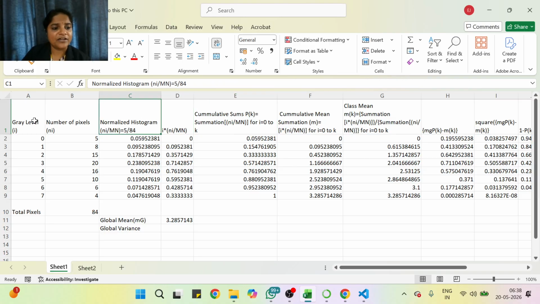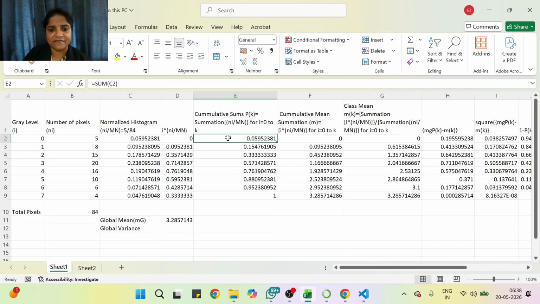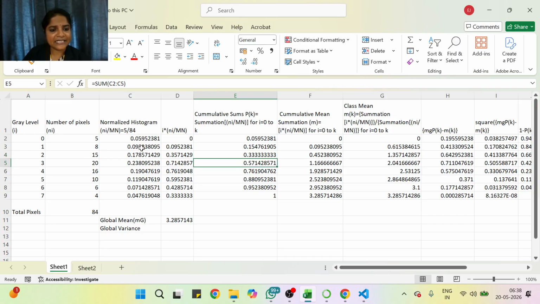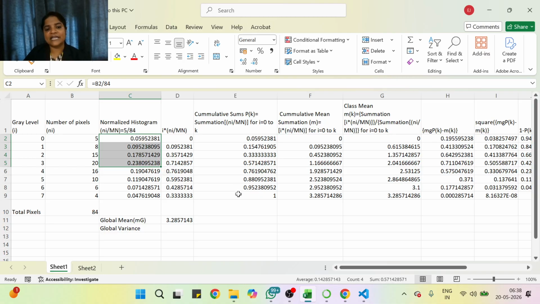So simply for K is equal to 0, it is going to be 0.05952381. Okay, so for K is equal to 1, what is it going to be? It is going to be 0.05 plus 0.095. That is 0.15. Okay, for K is equal to 2, it is going to be the sum of all these three values, 0.333. Okay, for K is equal to 3, it is going to be the sum of all these values. So hope you have understood how the cumulative sum is calculated for all K values.